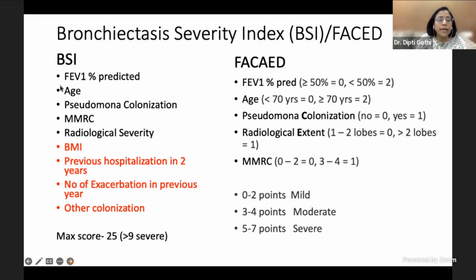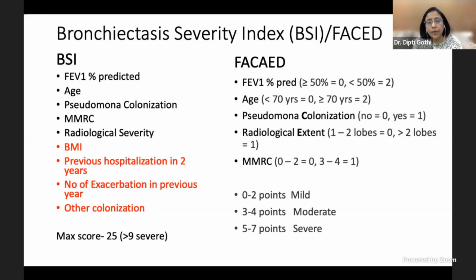So this BSI is the original one, and it definitely has an edge over FACIT, but in a head-to-head clinical trial, they are more or less similar. If you talk of BSI, it has 9 variables, and of these 9 variables, the first 5 are the same as FACIT, and FACIT is very easy to remember. When you talk about BSI, it has 25 scores and more than 9 is severe. One can use an online calculator, so I'm not going into the details of it.